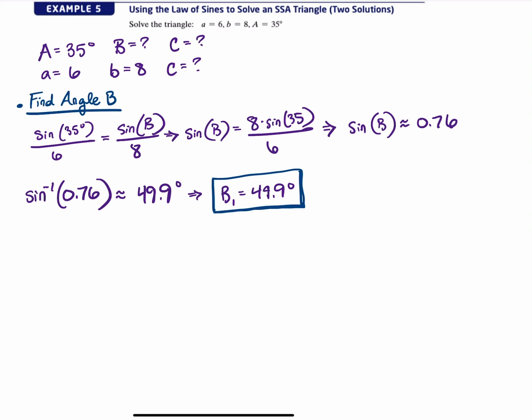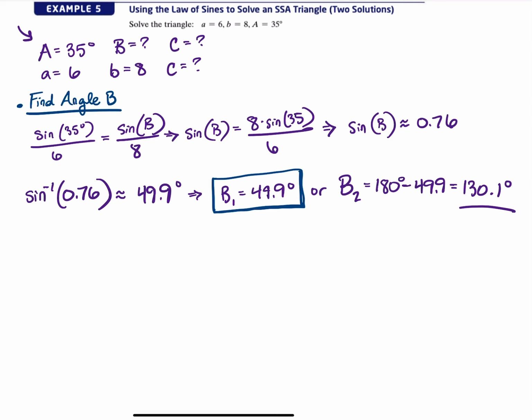So let's do that same trick as last time. If we want the other angle, the angle in the second quadrant that would have the same sine value, we can just subtract this angle from 180 degrees. That should be our second value. So potentially, I'll say B2 would be 180 minus 49.9, which we get 130.1 degrees. So I'll just check. If I add 130.1 and 35, do I get something that's beyond 180?